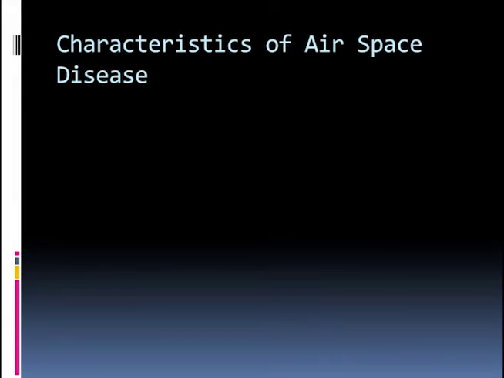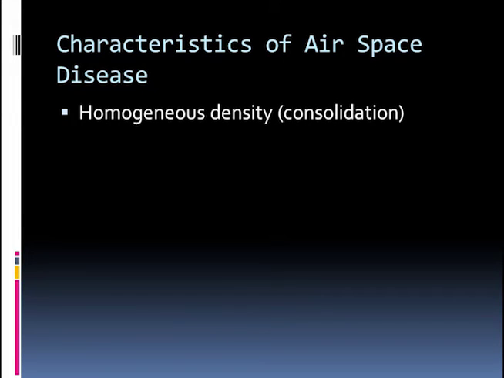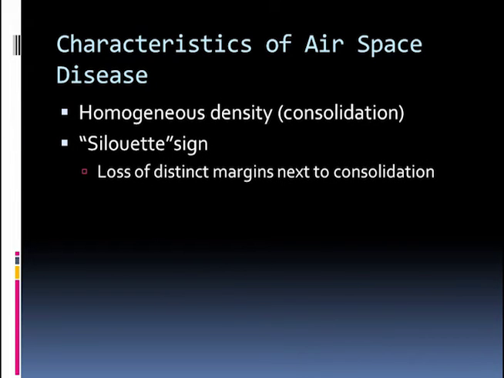So what are the characteristics of airspace disease that we've talked about? First of all, there's a homogeneous density or consolidation. There's a white part in the lung. Secondly, there's a silhouette sign. That means there's a loss of the distinct margins next to the area of consolidation.